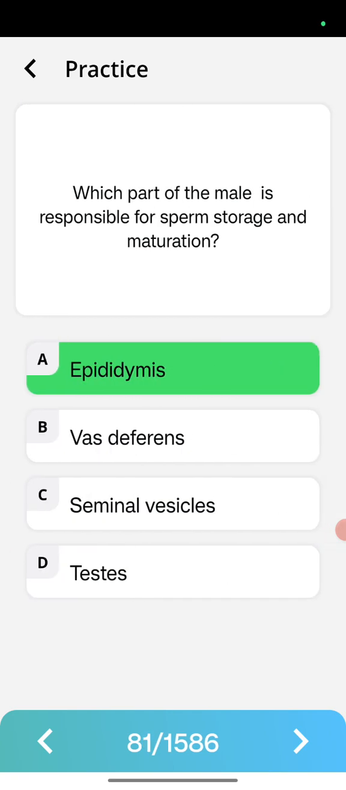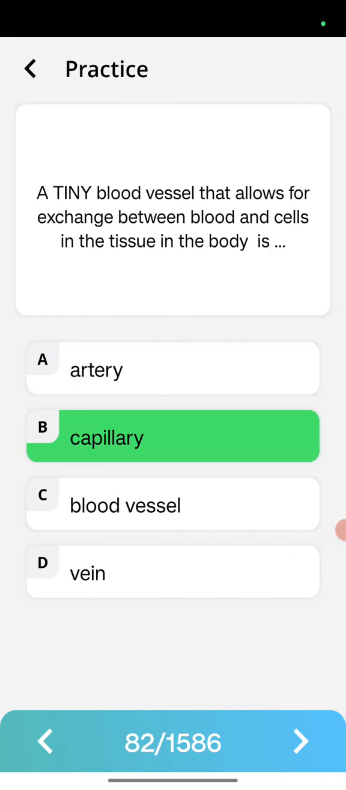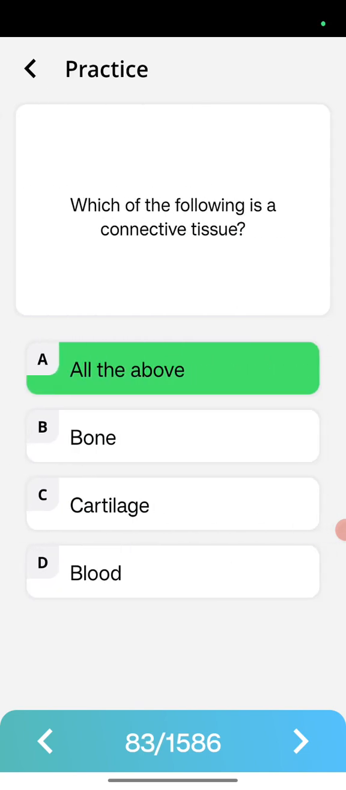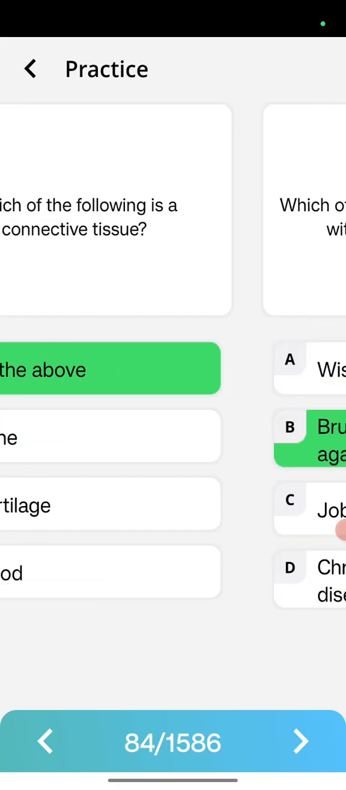Which part of the male is responsible for sperm storage and maturation? Epididymis. A tiny blood vessel that allows for exchange between blood and cells in the tissue of the body is a capillary. Which of the following is a connective tissue? Bone, cartilage, and blood. All of the above.